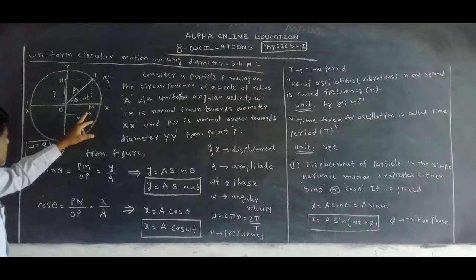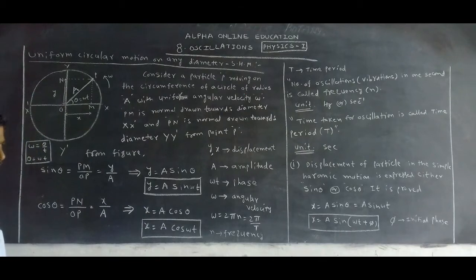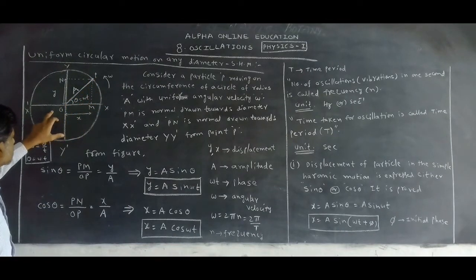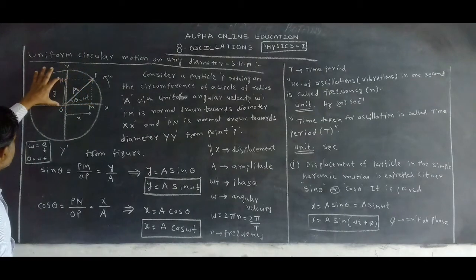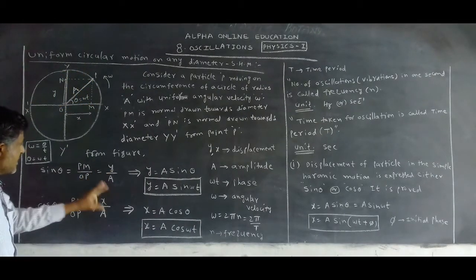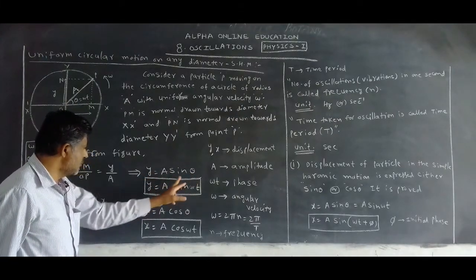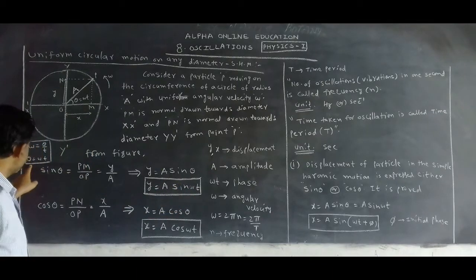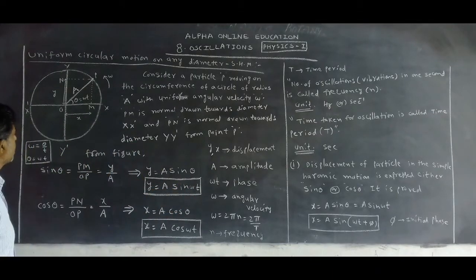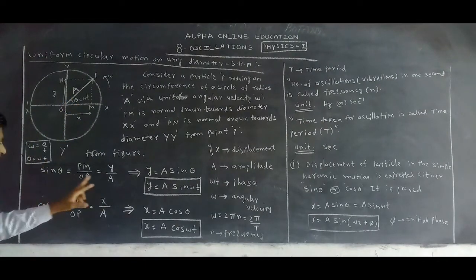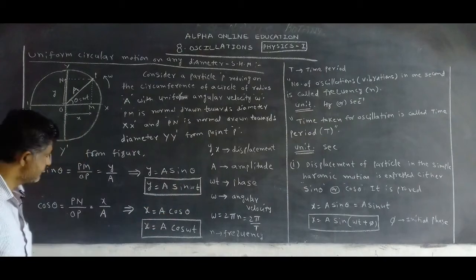Now from the figure write sin theta. What is the formula of sin theta? Opposite side by hypotenuse. What is the opposite side? PM. What is the hypotenuse? OP. What is PM? PM is y. So sin theta is y by a, so y is equal to a sin theta. What is theta? Theta is equal to omega t. Okay, from the figure what we can get? Finally y is equal to a sin omega t.